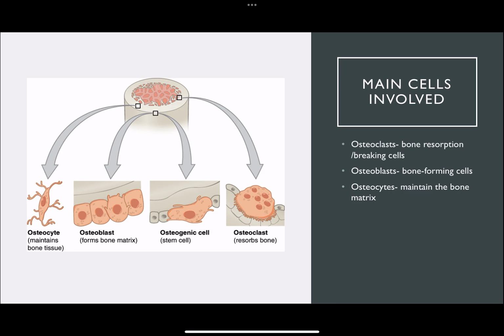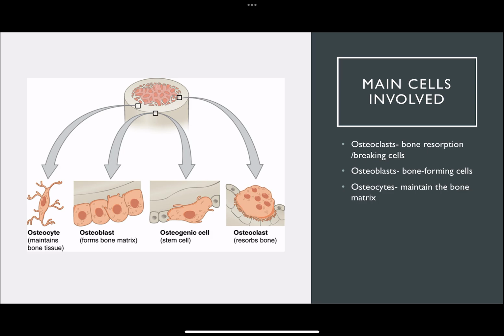Okay, so the main cells involved are osteoclasts, which are for bone resorption, and they are also known as the breaking cells. These are large multinucleated cells that resorb bone tissue. They secrete acids and enzymes that dissolve the bone matrix, releasing calcium and other minerals into the bloodstream.